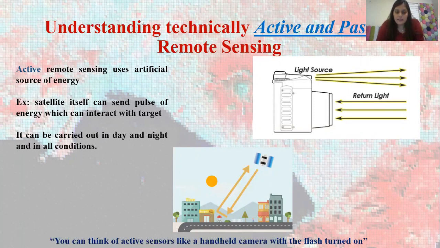Now through the image, you can see the sun is present, and our sensor is also there. You can see the first arrow is the sensor sending the information, and the second arrow is the information going back to the sensor. But here, the sun is not taking any part. So in simple language, you can think of active sensors like a handheld camera with the flash turned on. The sensor itself sends the energy and itself gains the energy, and takes the information. That is active sensors.